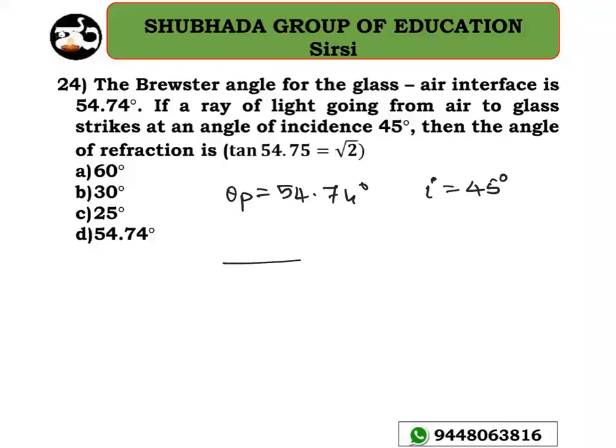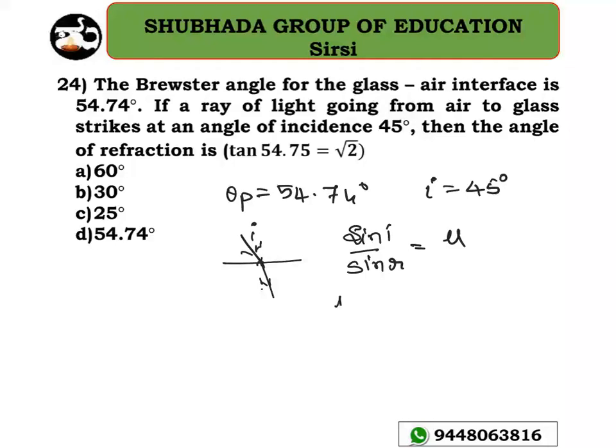Suppose you draw a ray diagram here. This is the air-glass interface and glass-air interface. This is the angle of incidence. If I apply Snell's law here, sine of angle of incidence to the sine of angle of refraction is equal to mu. This is Snell's law actually. So to get the refractive index mu, we have to use Brewster's law here, correct?